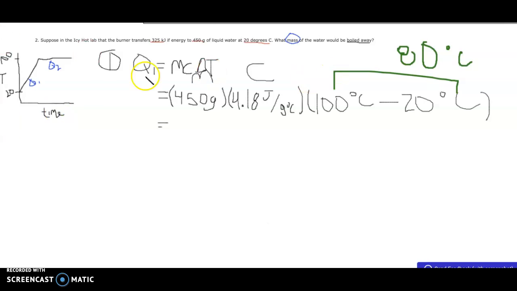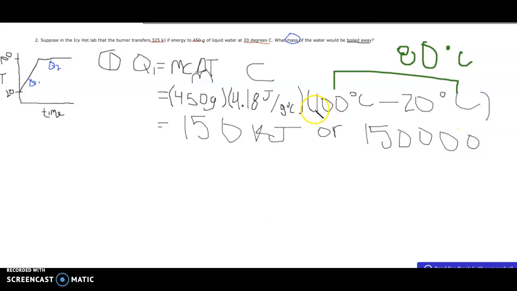Okay, so when we plug that all into a calculator, we get an answer of 150 kilojoules. So your answer could be 150 kilojoules or 150,000 joules. Kilojoules obviously is just a unit of joules divided by 1,000.